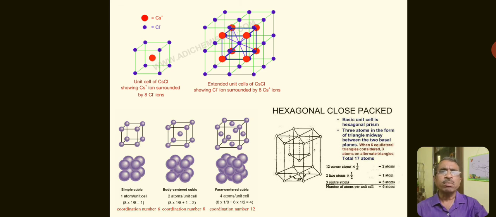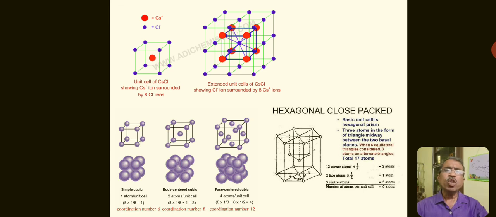Here I have shown the different crystals and their coordination numbers. In body-centered crystal lattice, the coordination number of cesium is 8. So the red colored cesium ion is surrounded by 8 chloride ions, and similarly each chloride ion is surrounded by 8 cesium ions. Now coming to how to calculate the number of particles in each unit cell.